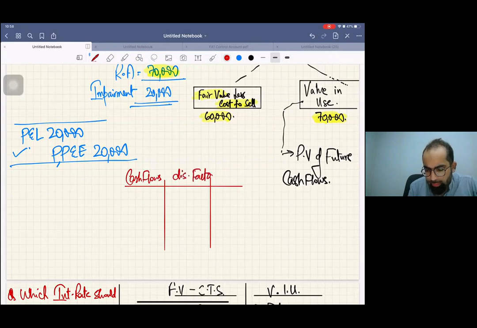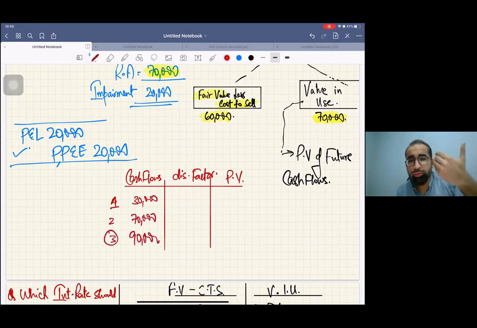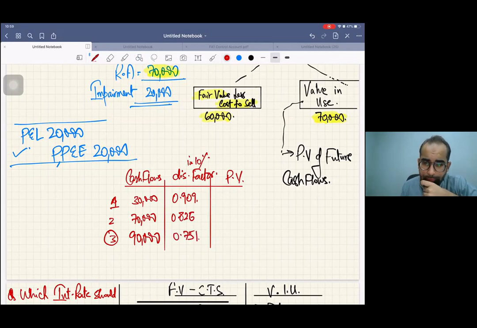Look here. For example, on year one, we are expecting 30,000 from this asset. Year two, we are expecting 70,000. Year three, we are expecting 90,000. These are the future cash flows which we are expecting. Open your eyes. And let us say the interest rate is 10%. So the discount factor is, let us say, 0.909, 0.826, 0.751. You must know the meaning of discount factor. You have studied this in your basic studies, right?